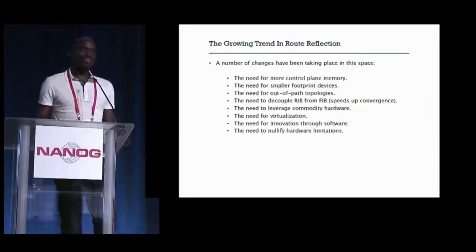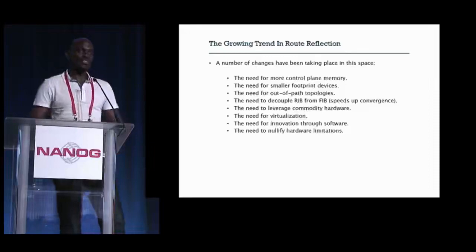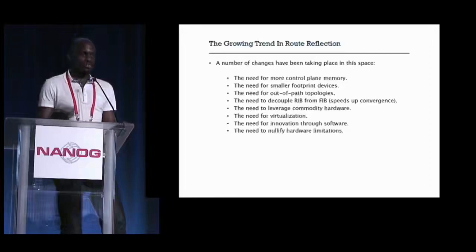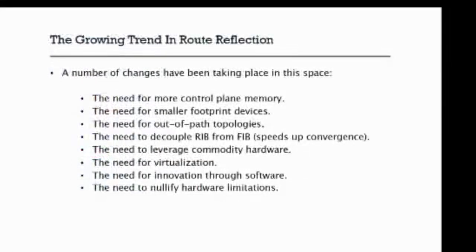So what are we seeing now in this space in terms of requirement? We wanted something that could give us a lot more control plane memory. We needed, obviously, smaller devices because co-location space is a premium. Out-of-path topology is obviously great if you use an MPLS backbone or if you want to decouple your core from your routing. One of the big advantages, obviously, with doing this sort of route reflection is you decouple your FIB from your RIB. And that allows you, of course, to speed up convergence because, as we know, programming the FIB is a large part of convergence. And if you can keep that away, you can speed up your BGP table.